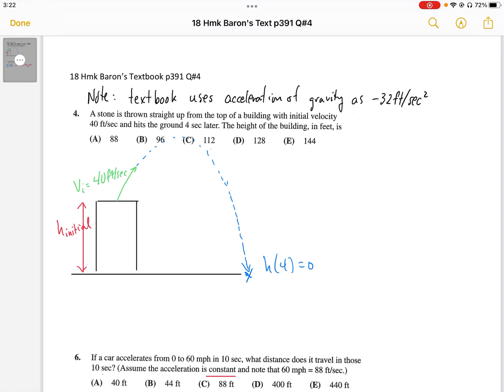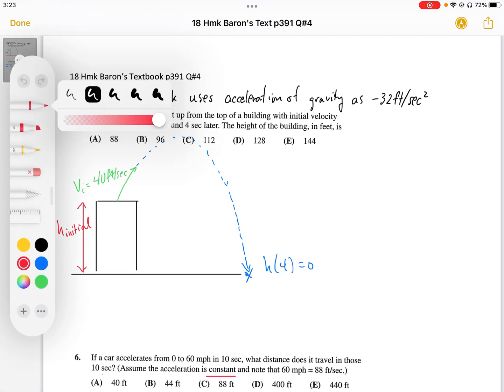So we've been first given that the stone is thrown at 40 feet per second upward. So my initial velocity is 40 feet per second. And it follows the blue arc and hits the ground at 4 seconds. So that means that the height at 4 seconds is equal to 0. And we're trying to find the initial height. Okay, so that's what we're trying to calculate.